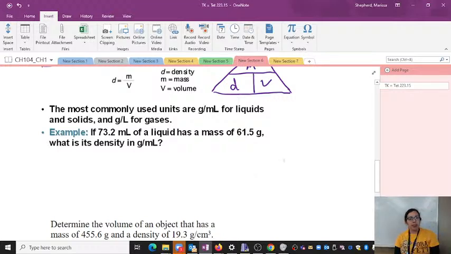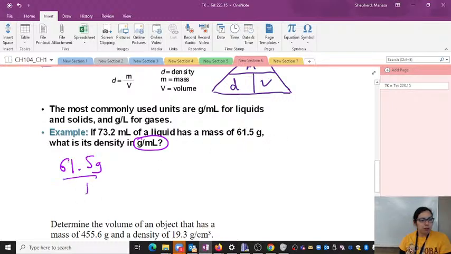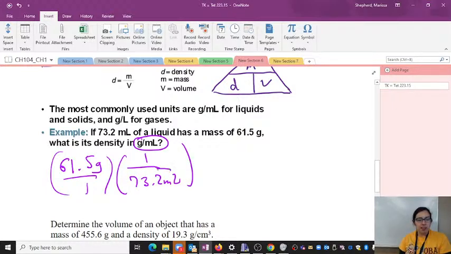While you're plugging that in, I want to point out how you can still use your dimensional analysis, because you're looking for grams over milliliters. So you could just start with what you know: you have 61.5 grams. We already know density is mass divided by volume, but we can also write it this way, which is the same thing as dividing. I wrote it this funny way to prove that dimensional analysis works. That gives us our proper units of grams per milliliter, like it's looking for.